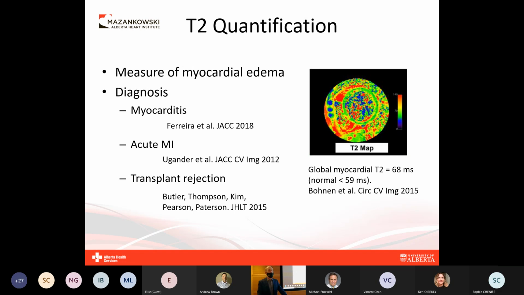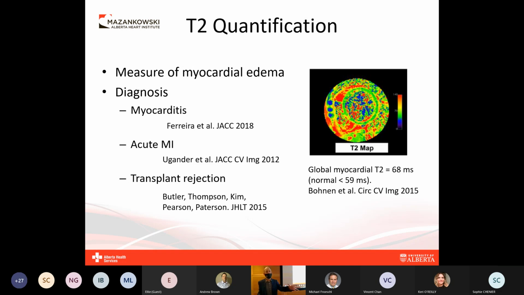We also do something called T2 quantification, which is a measure of myocardial edema. It's often used as a surrogate measure for myocardial edema. These values are commonly used to assess for the presence of myocarditis. And this is a figure from a study which showed in patients with dilated cardiomyopathy, you could detect signs of active myocarditis using T2. So this patient had elevated global T2 of the heart of 68 milliseconds. Normal would be less than 59. And so you can look for myocardial inflammation in patients with dilated cardiomyopathy.